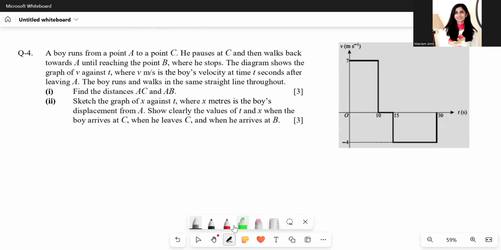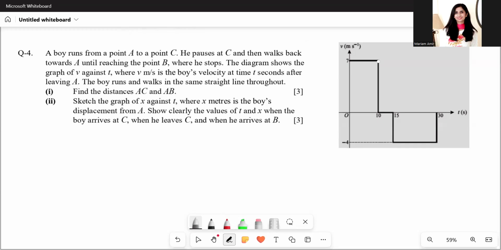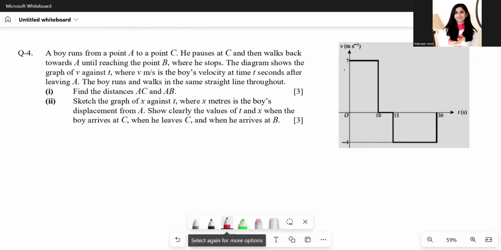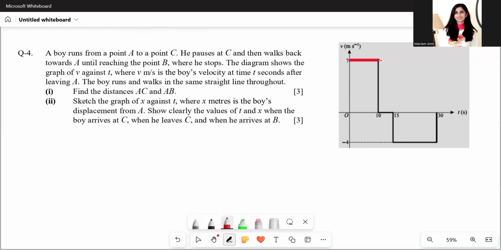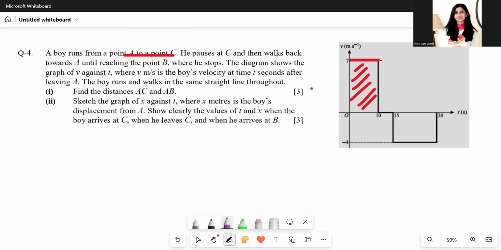Question number 4 of the worksheet Forces in Motion. A boy runs from a point A to the point C. He pauses at C and then walks back towards A until it reaches the point B. We can see this through the graph that this is the first part of the motion where the boy goes from A to C, sorry, not A to B. This distance represents A to C movement, and then he pauses for a bit.